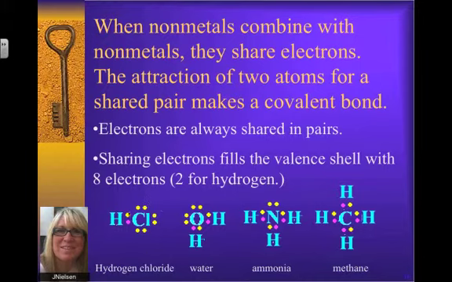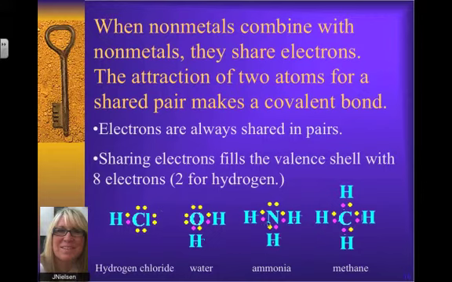This is a polar molecule because remember, chlorine has a higher electronegativity than hydrogen. Water's got 6 valence electrons. H comes in on this side and this side. Remember, water is also polar because the oxygen has a higher electronegativity than the hydrogen.